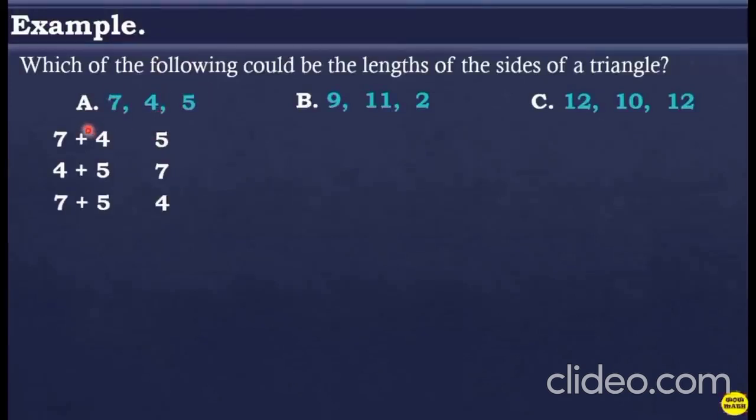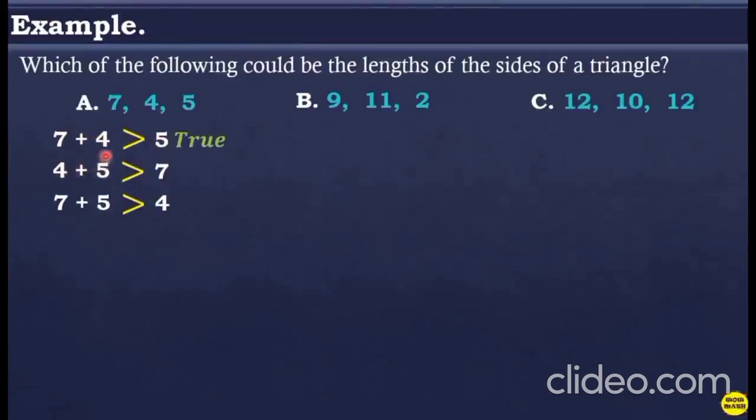Now, so dapat, etong sum ng any two sides natin, that is always greater than the third side. So, i-check natin. Kung lahat ito ay true, ibig sabihin, this can be the lengths of the sides of a triangle. So, we have, this is 11. 11 is greater than 5, that is true.